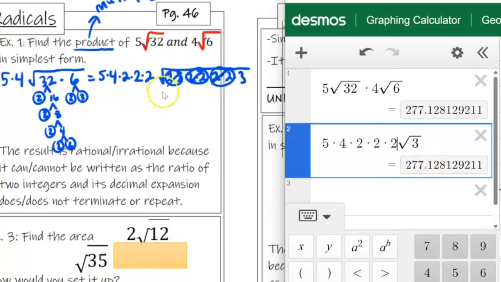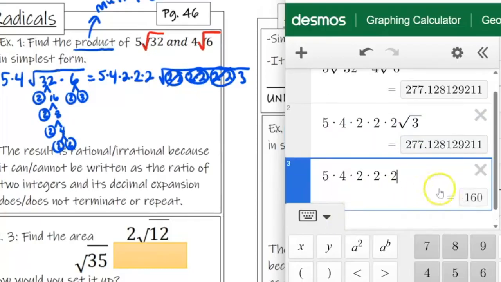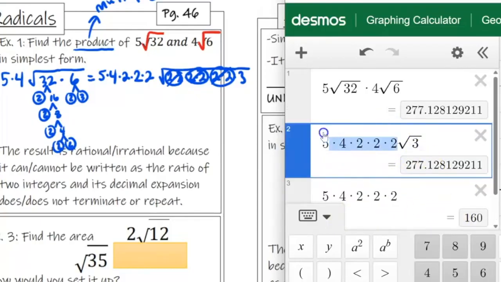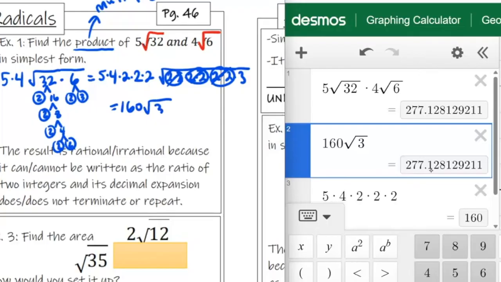So this is what I have outside. That's what I also have in the calculator. Well, I have no more books to take out, so all I have to do is simplify. So we're going to take this whole line, Control C, Control V. This is going to be 160, and I'm going to double check before I even write it down. Boom, I still match. So this is going to be 160 radical 3.